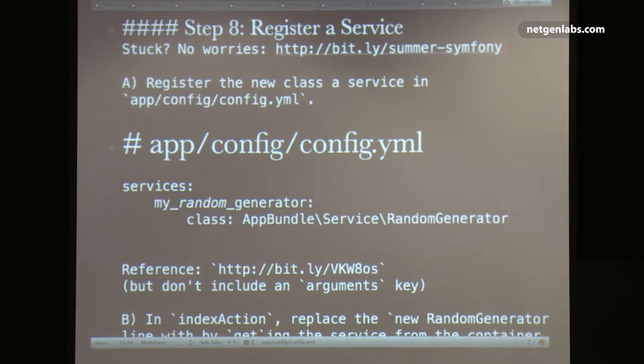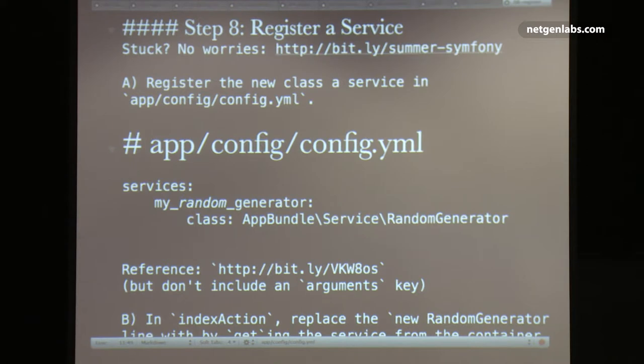And that's all you need. Just with that there, you should be able to run container debug again and see a service whose nickname is my random generator show up in that list. So what we're doing here is we're teaching Symfony's container how to instantiate our object. All it needs to know is the class name. We tell Symfony's container the class name of our random generator, then it's going to be able to instantiate it.